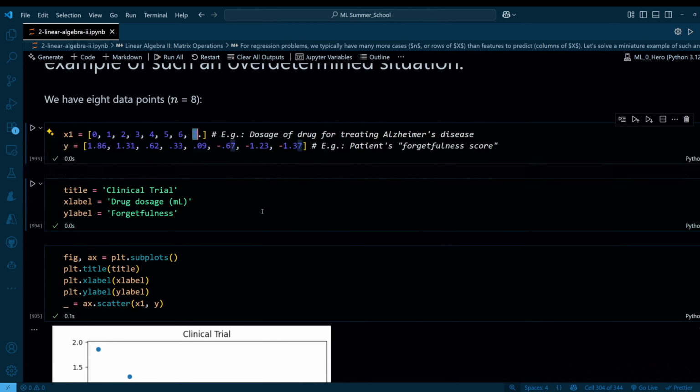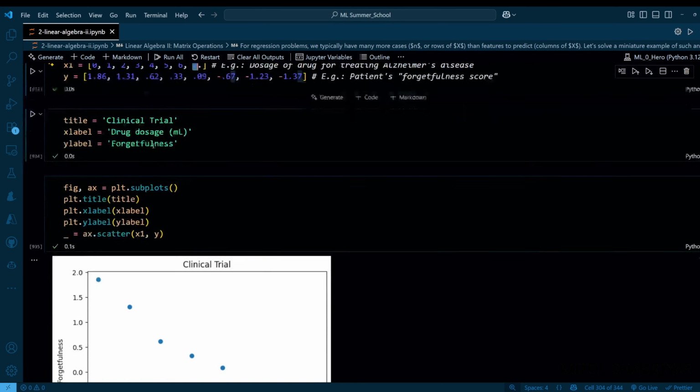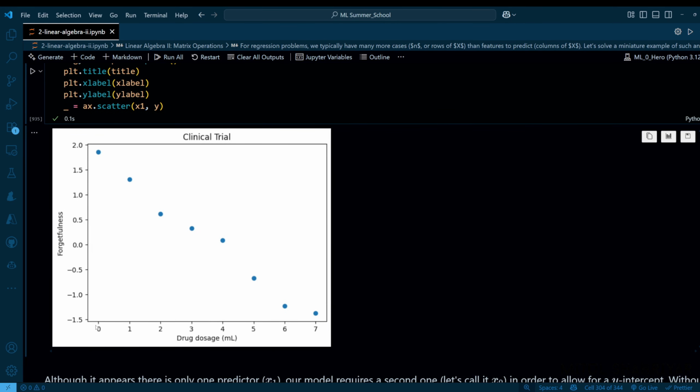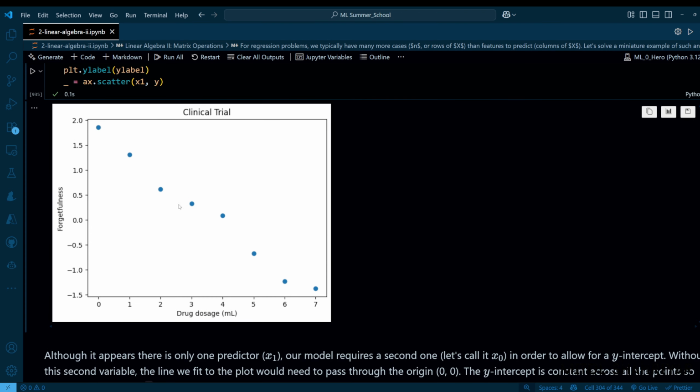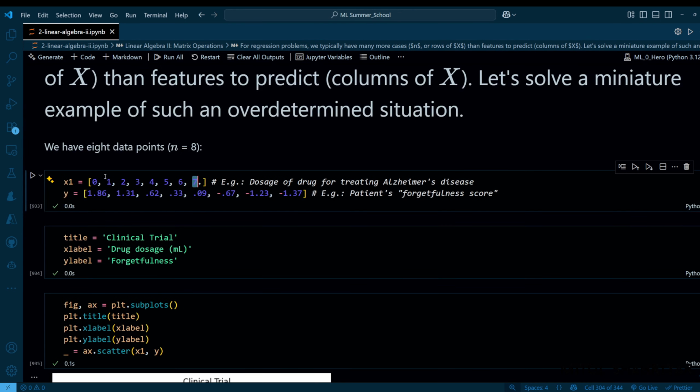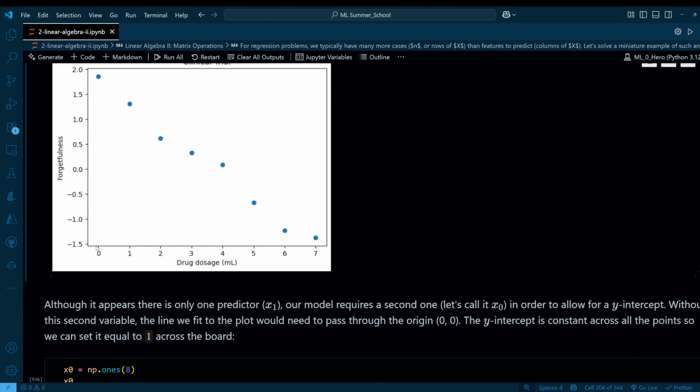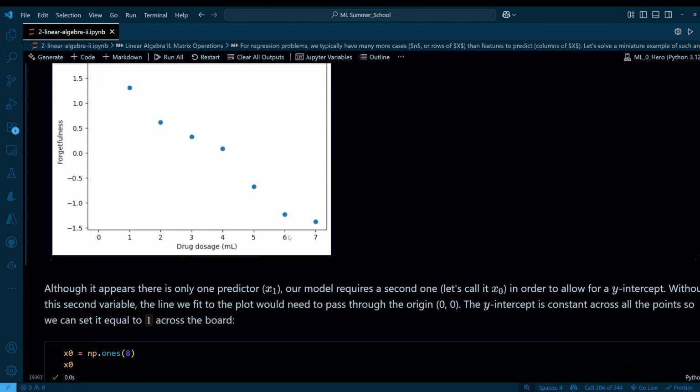If we plot these details in X and Y, you can easily see on the X-axis the number of doses for the patients, and on the Y-axis the forgetfulness score. You will have these points. You can easily understand: at X equal to 0, Y was 1.86. So here at 0, Y was about 1.86. This is how we plot these points.